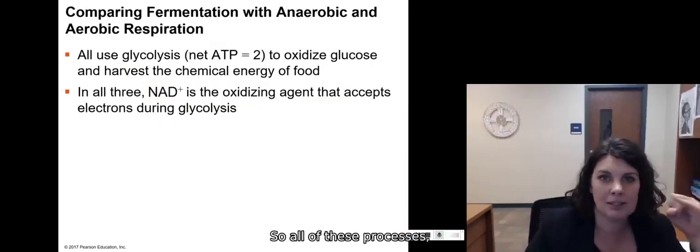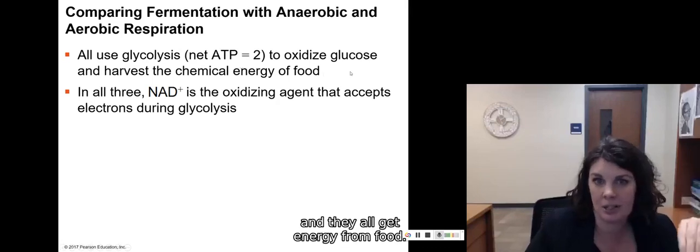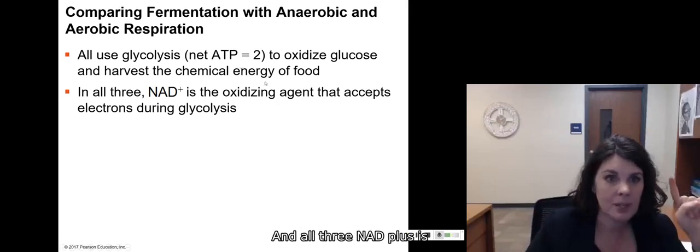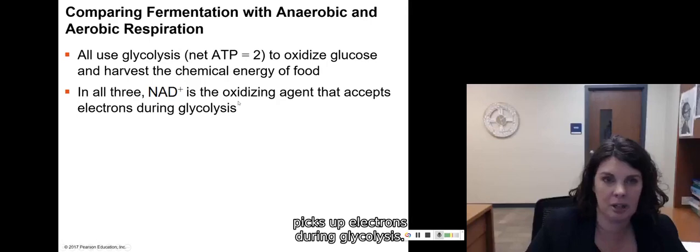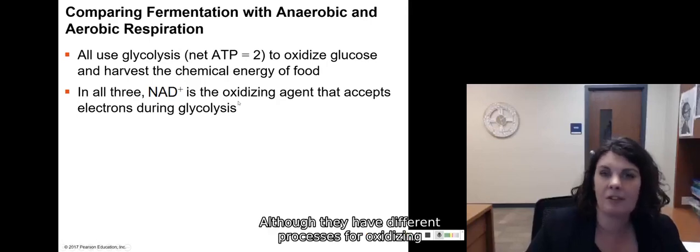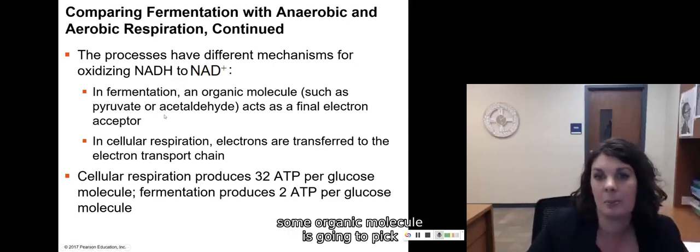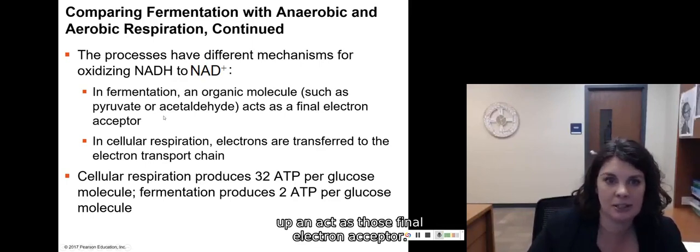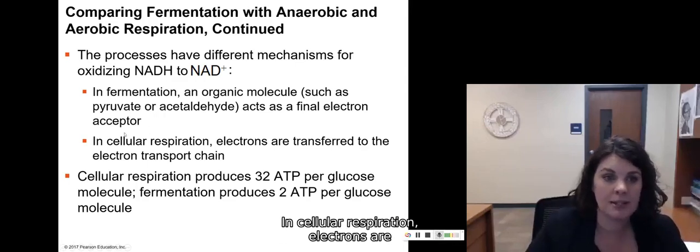Okay, so all of these processes, anaerobic, aerobic, and fermentation, all use glycolysis. And they all oxidize glucose, and they all get energy from food. In all three, NAD+ is an oxidizing agent that picks up electrons during glycolysis, although they have different processes for oxidizing NADH back to NAD+. So in fermentation, either pyruvate or acetaldehyde, some organic molecule, is going to pick up the electrons and act as a final electron acceptor. And that's the end of getting energy from those electrons.